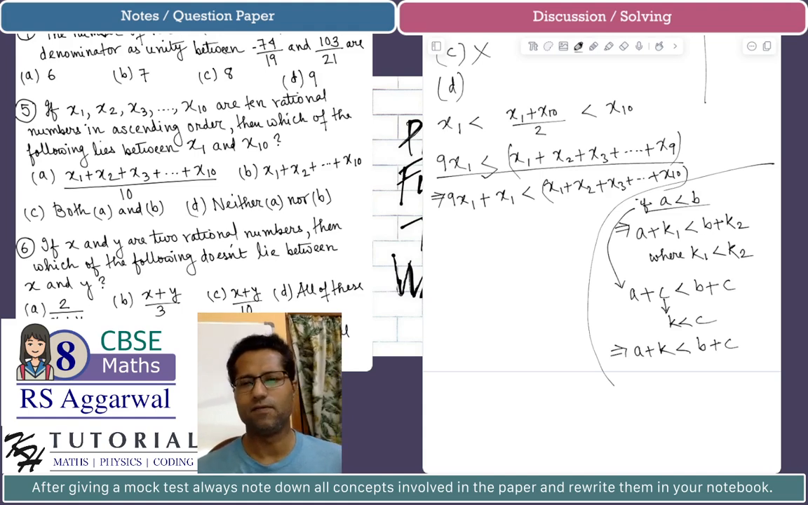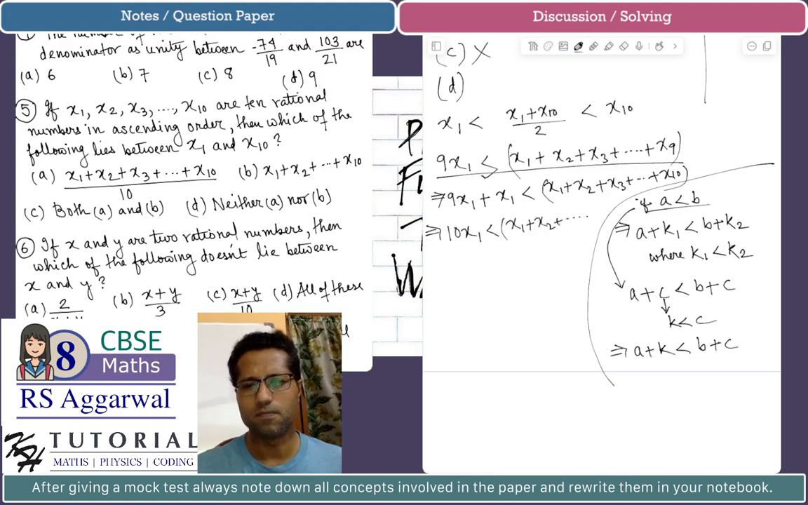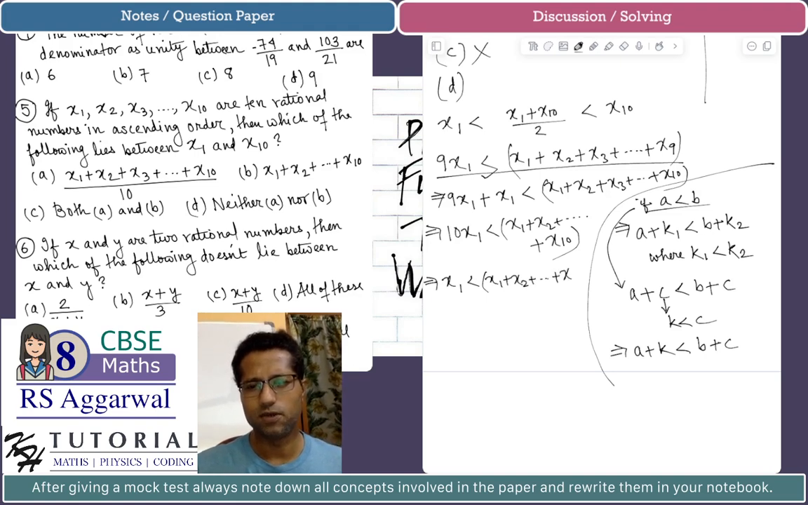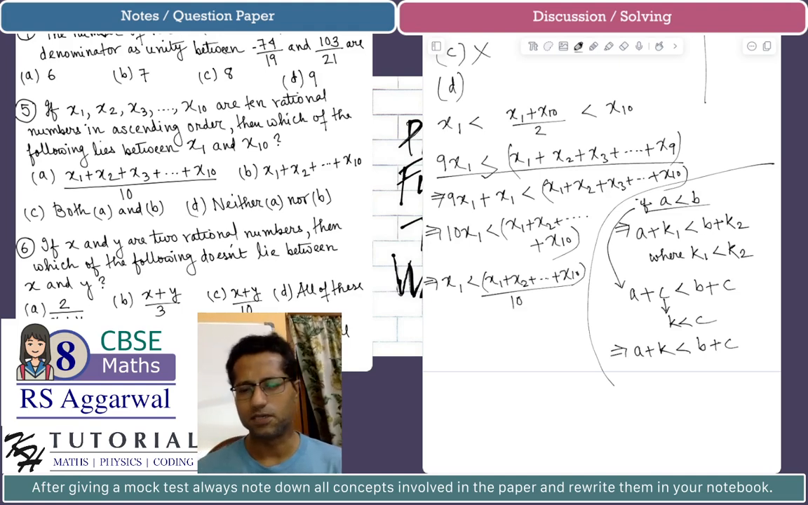So definitely now we will have 9x1 plus x1 less than x1 plus x2 plus x3 plus up to x10. So this implies on the left hand side we are getting 10x1 less than, and on the right hand side we are getting x1 plus x2 plus dot dot dot plus x10. Now if I divide both sides by 10, I will get x1 less than x1 plus x2 dot dot dot up to x10, divided by 10. So we have proved one part, that x1 plus x2 plus up to x10 divided by 10 is greater than x1.